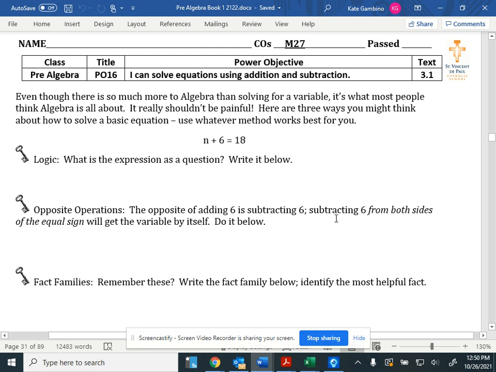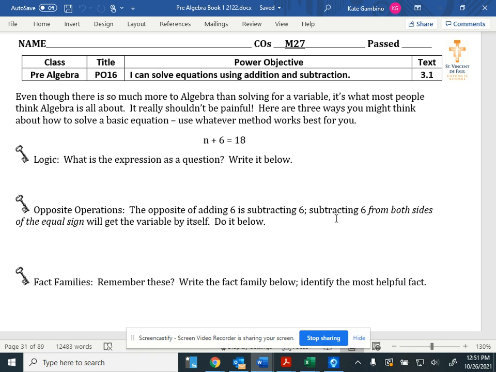Good afternoon. Today we are doing PO16. I can solve equations using addition and subtraction. We are continuing with that algebraic expression work that we've been doing the last few days.